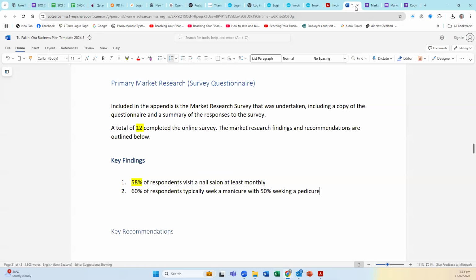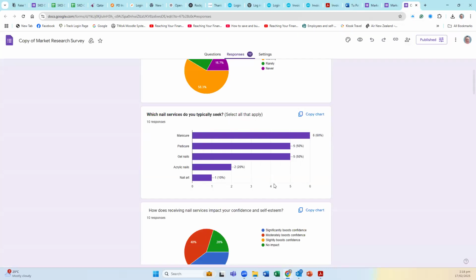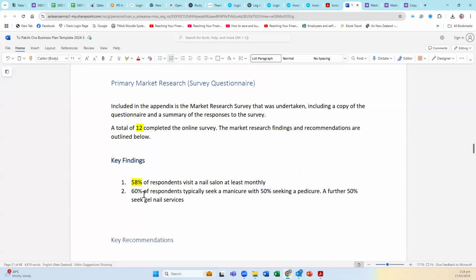A further 50% seek gel nail services. So if you go back again to this graph, that's what it's telling us. 60% said manicures, 50% said pedicures, and 50% said gel nails. And all I did is I put that on the business plan. Again, I'm just going to highlight those percentages because they might change if you get more respondents. Okay. So we can do a finding for each question.